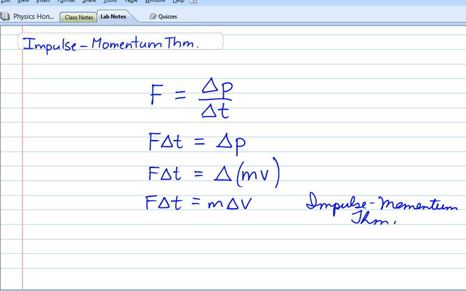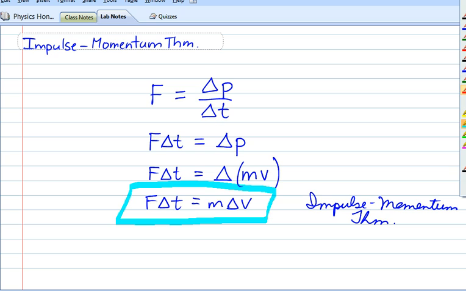And this is one of the big important equations of this unit. So important that I'm actually going to highlight it. Okay, so there you go, the impulse momentum theorem.